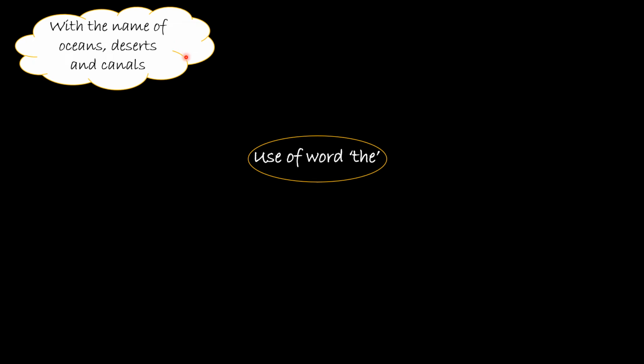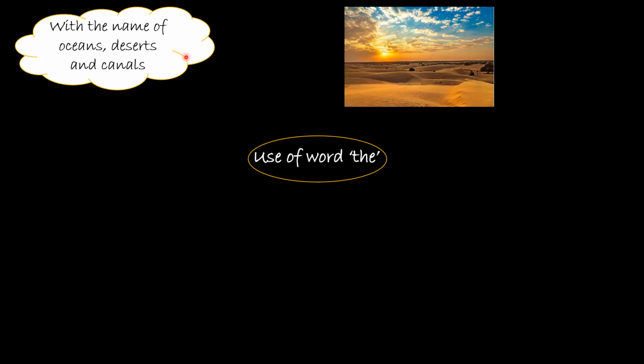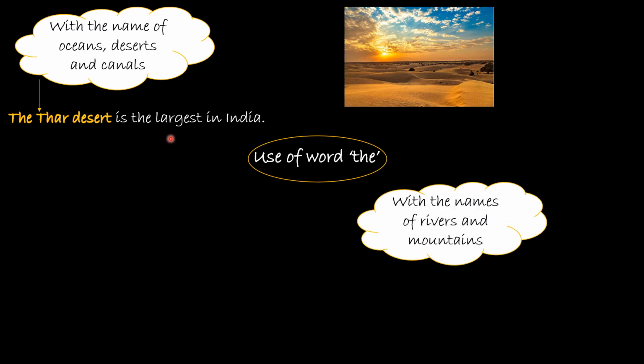Now let us look into the more use of word the with the names of oceans, deserts and canals. The Thar Desert is the largest in India. Now, this is the name of a desert. That's why we have used the. But you can see that here we have used the with largest also. Why? Because largest is the superlative degree of adjectives.